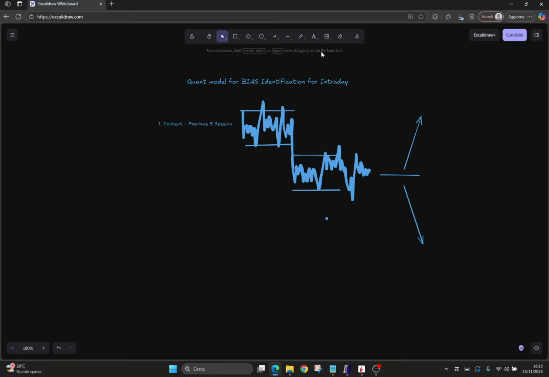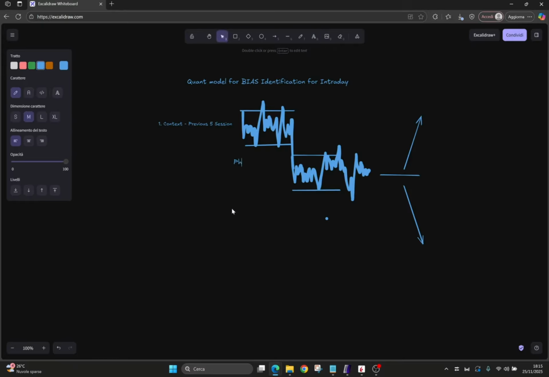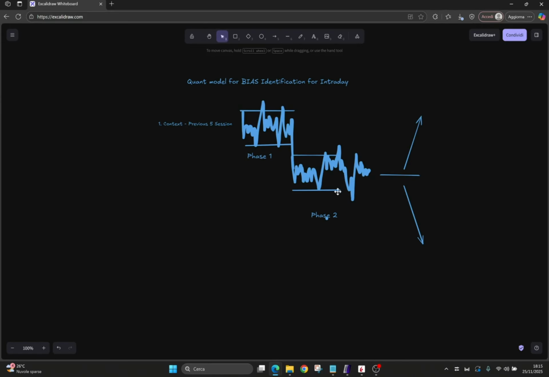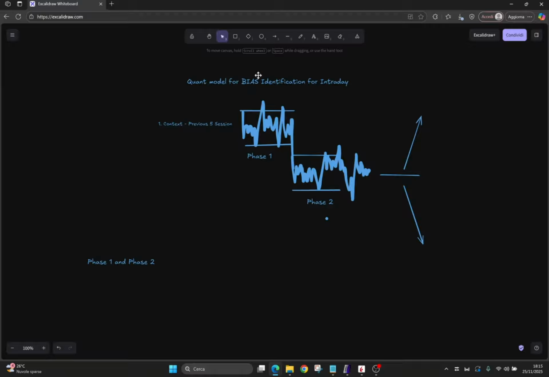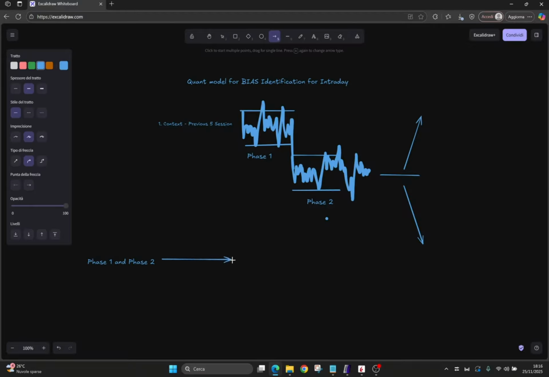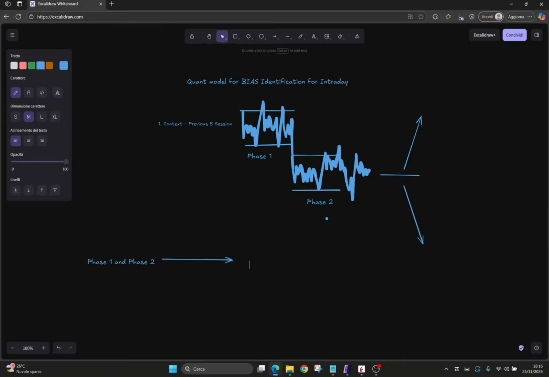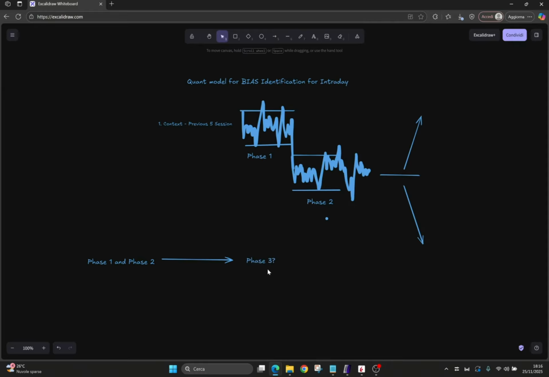The first information that you need to understand is this. In phase one, okay, this is one full day. This is phase two. So let's say that we have two pieces of information, and we need to understand what we can expect from phase three. Okay, perfect. Now, the market tends to continue in the direction of the accepted value.